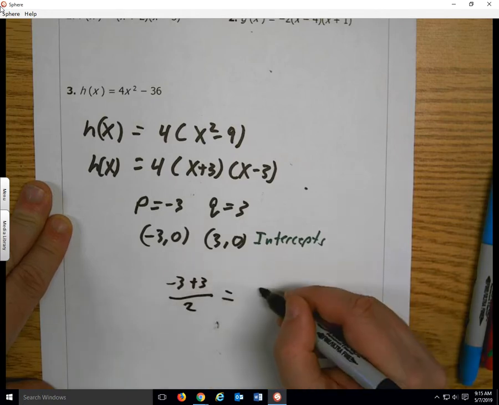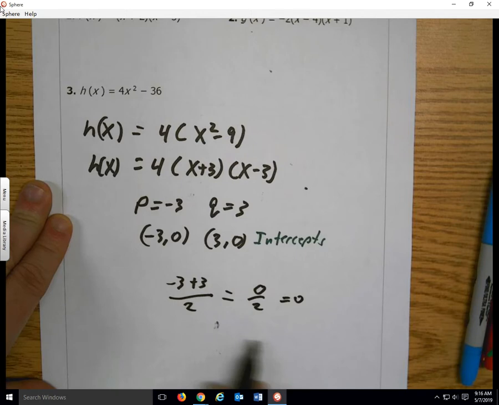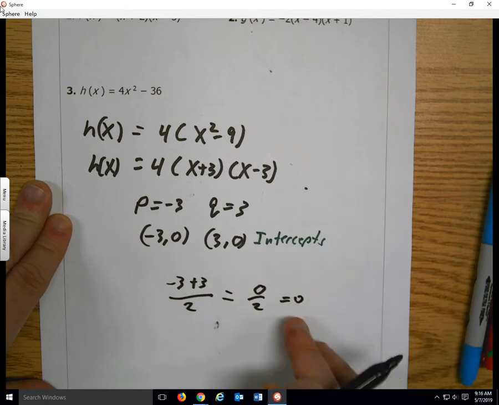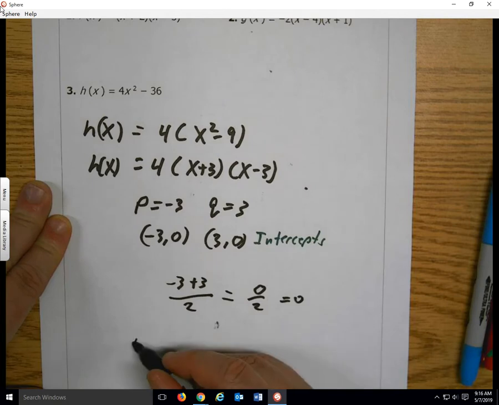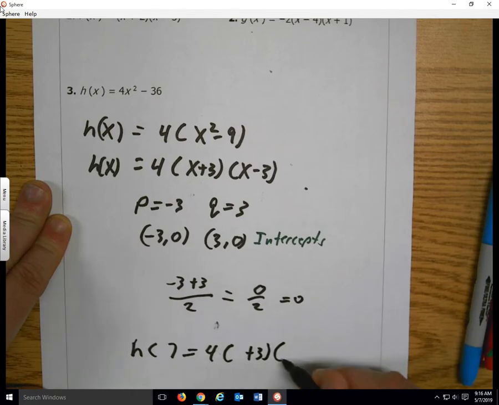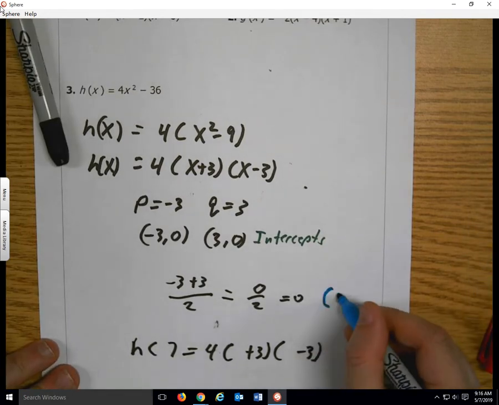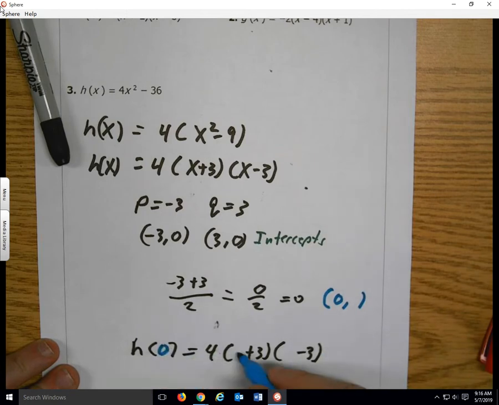In this case, it's going to be a 0 again. So the x is a 0. We just need to find the y. And how do we find the y? We substitute the answer for x, the axis of symmetry, into the equation again. So it's h of 0 equaling 4 times 0 plus 3 times 0 minus 3. So write those zeros in. If the x is a 0, for the vertex, just substitute it in.